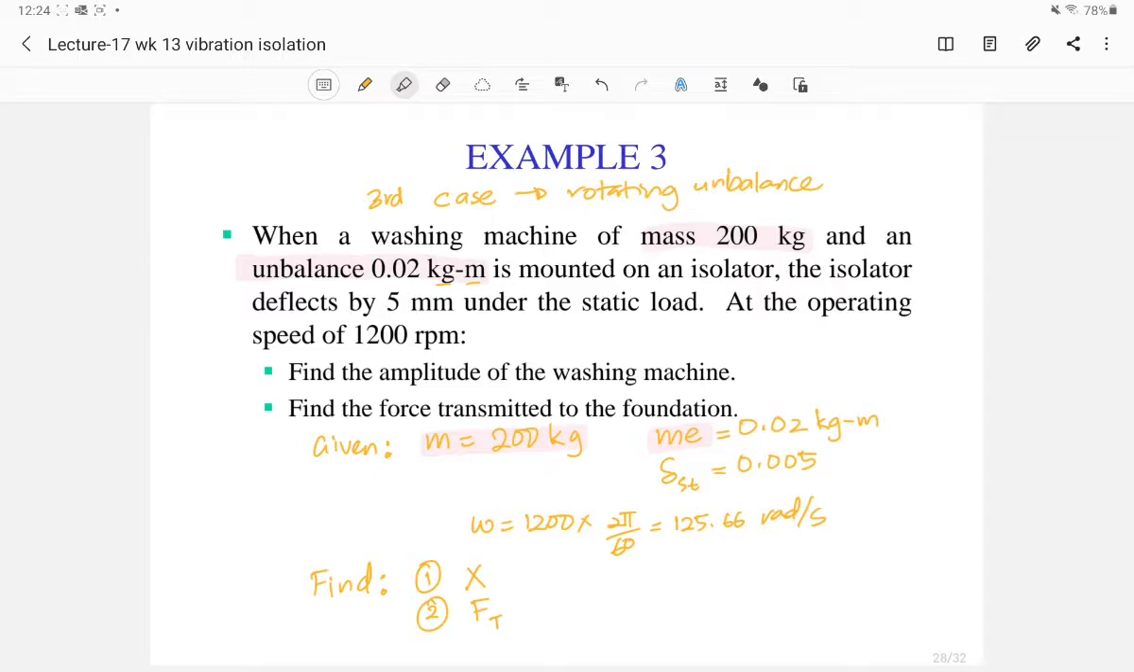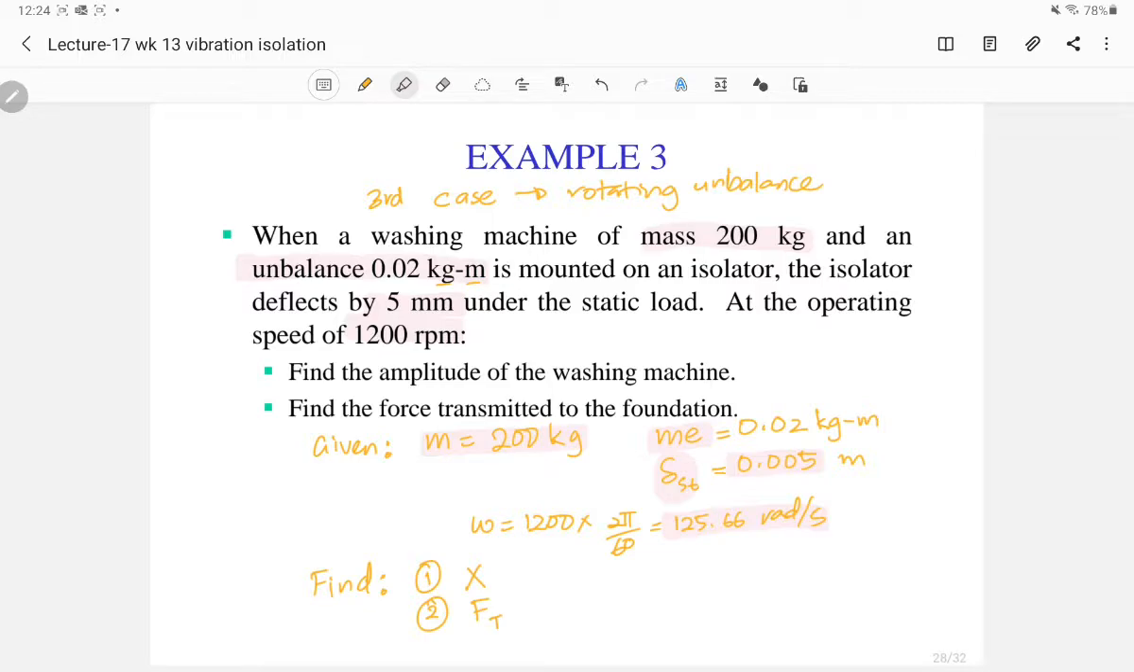Then you have the isolator. It says here deflects by 5 millimeter under static load. So you automatically know this is static deflection. So in millimeter, change to standard units is 0.005 meter. Then you have the omega of 1200 RPM, already converted to radian per second.